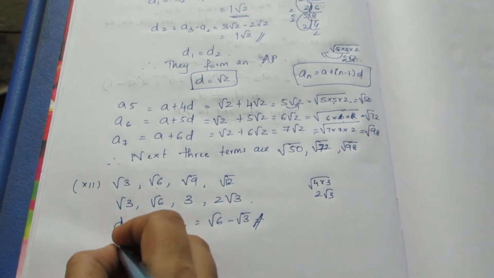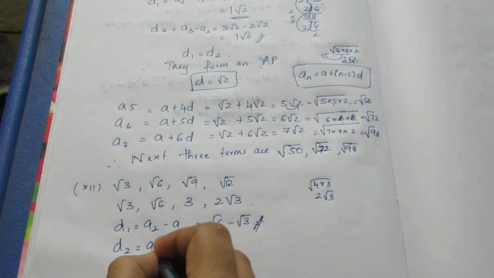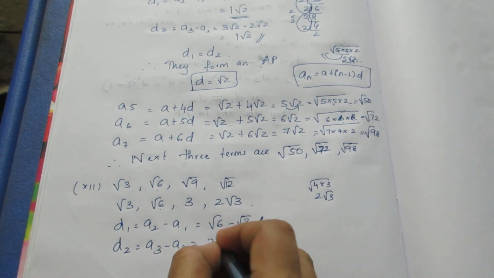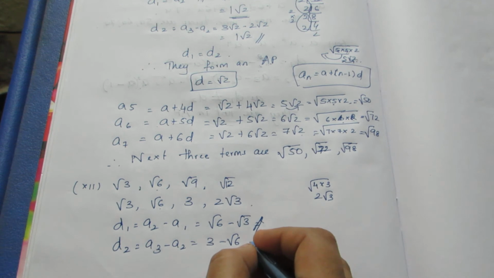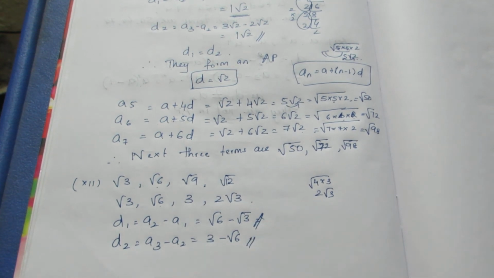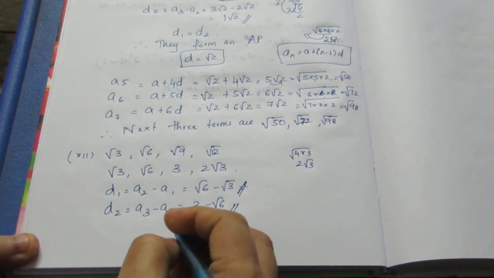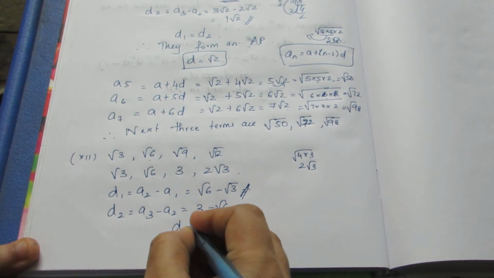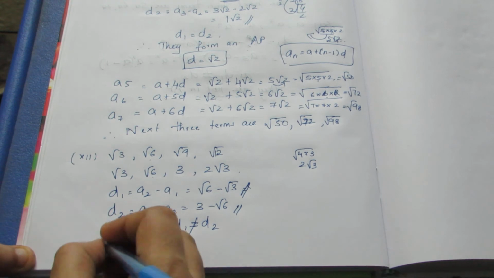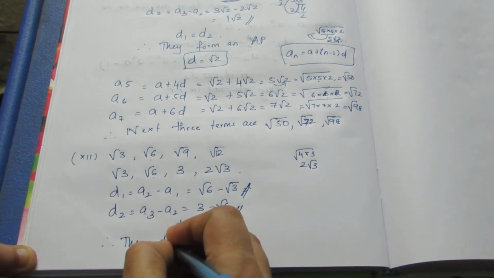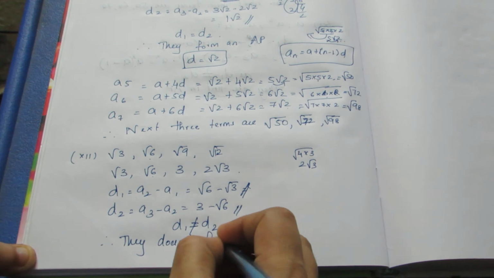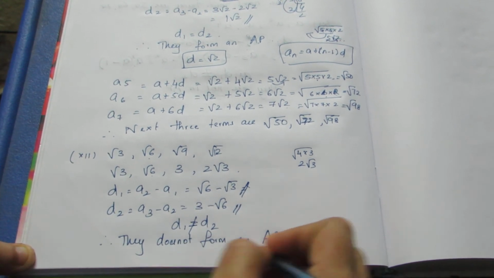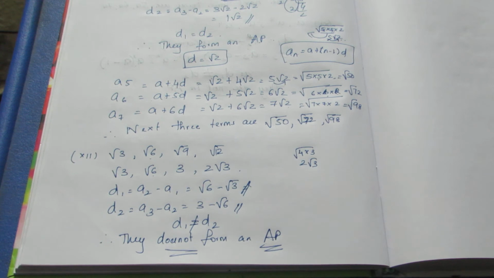We'll move on to the next d, that is d2, a3 minus a2, which is 3 minus root 6. Even this we can't solve. It will stay as 3 minus root 6. Therefore, d1 is not equal to d2. They are not equal. Therefore, they do not form an AP. We'll move on to the 14th sum.